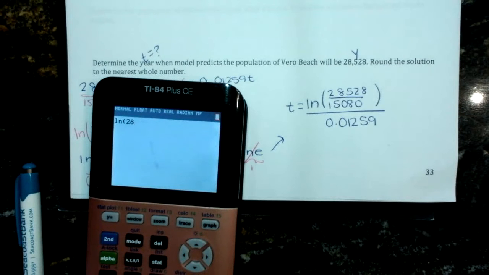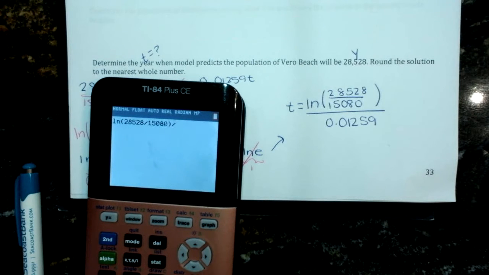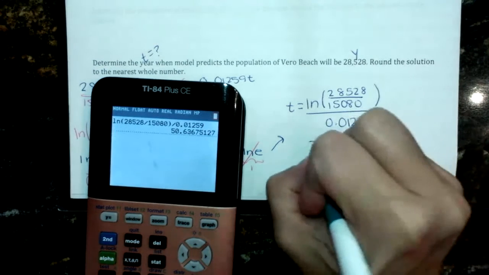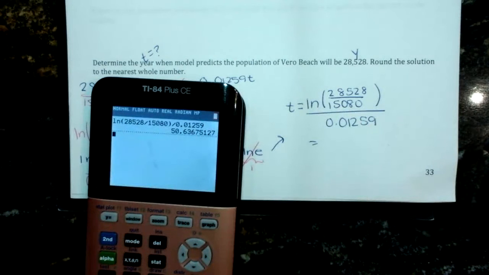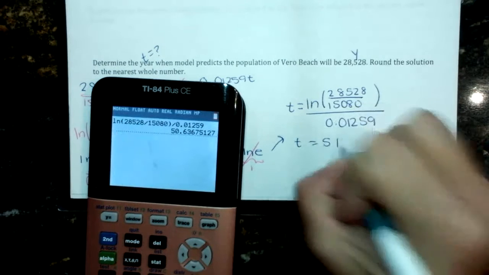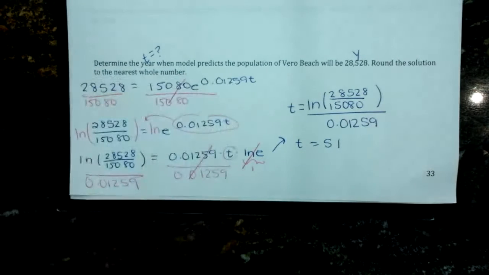Natural log of 28,528 divided by 15080, closing our parentheses, that's all we're taking the natural log of, divided by 0.01259. And that will give us, rounding it to the nearest whole number, should be 51. Now remember, be very careful, because it doesn't say find t, it says determine the year.